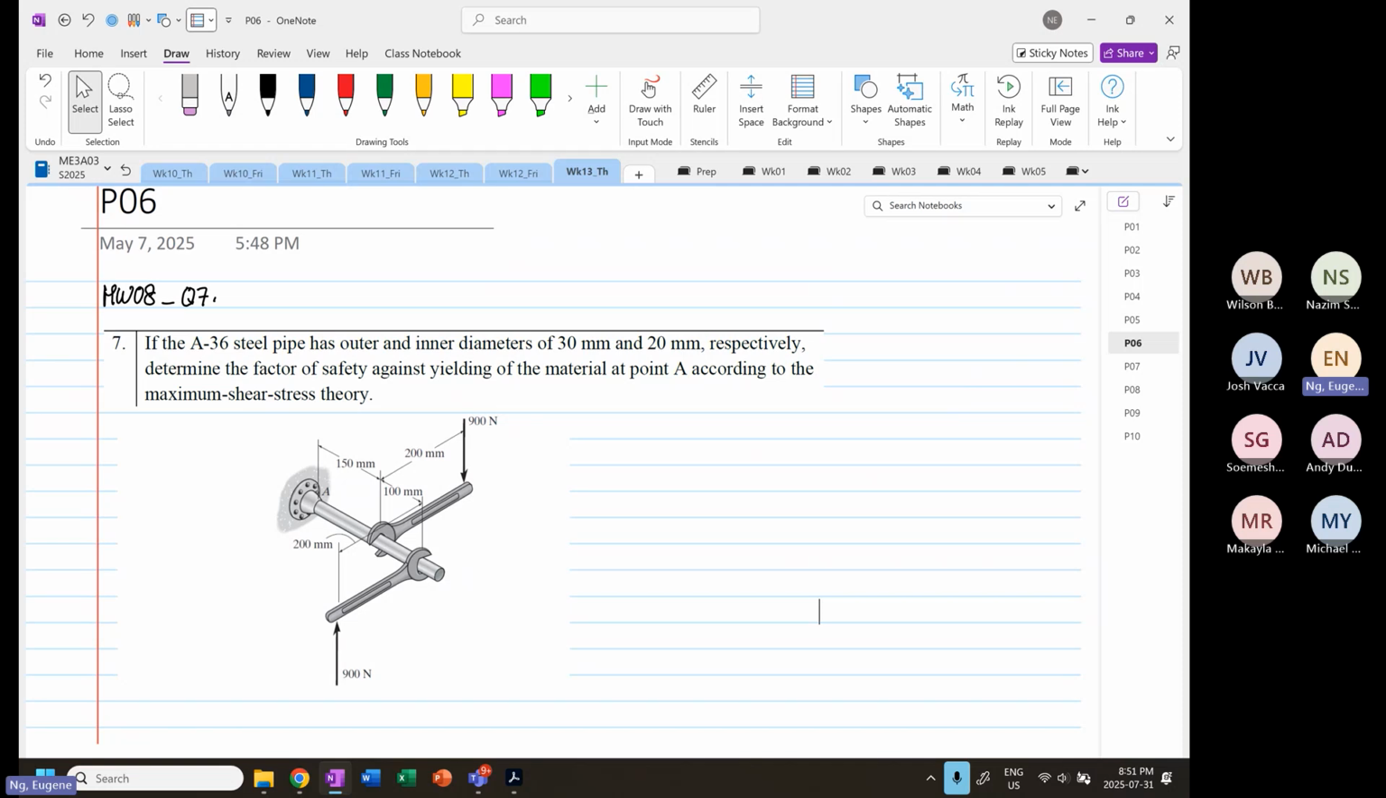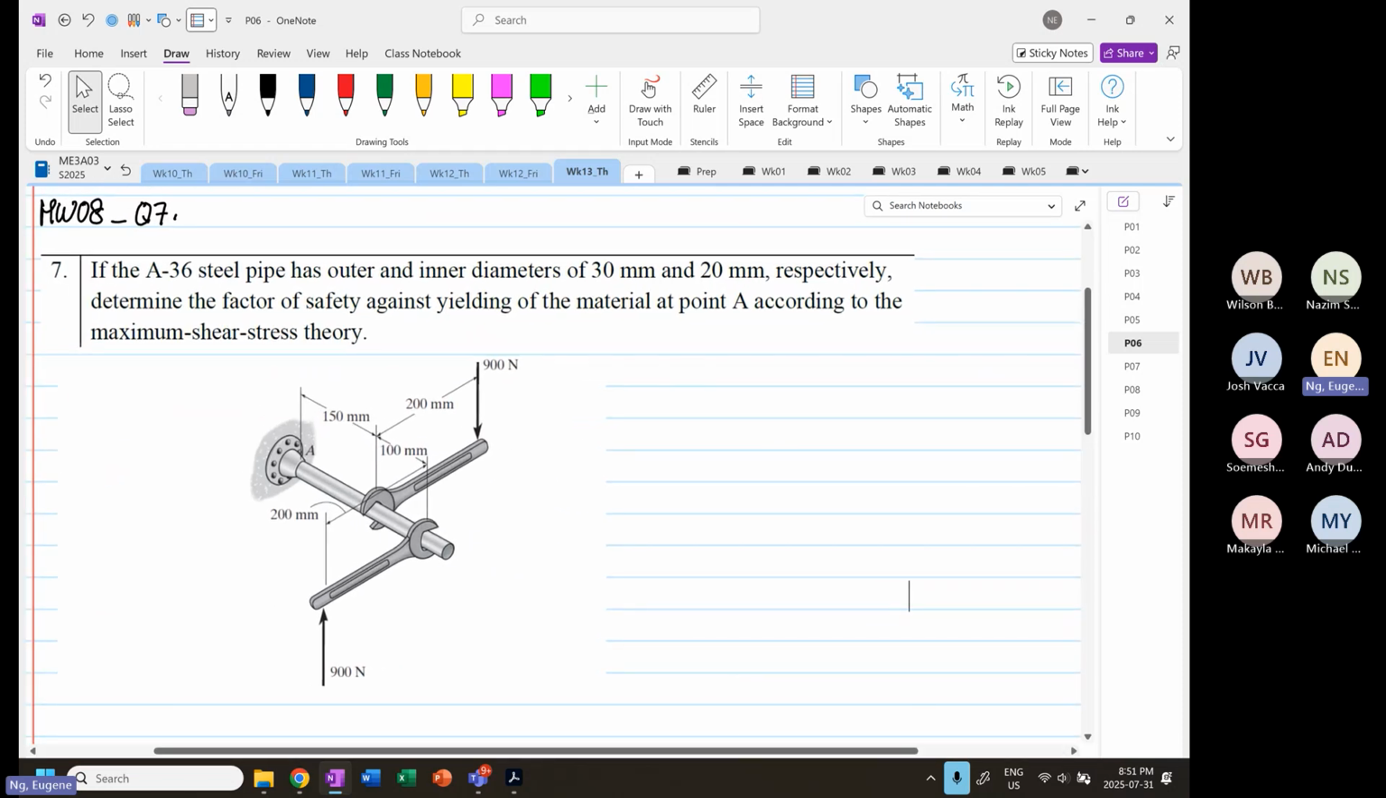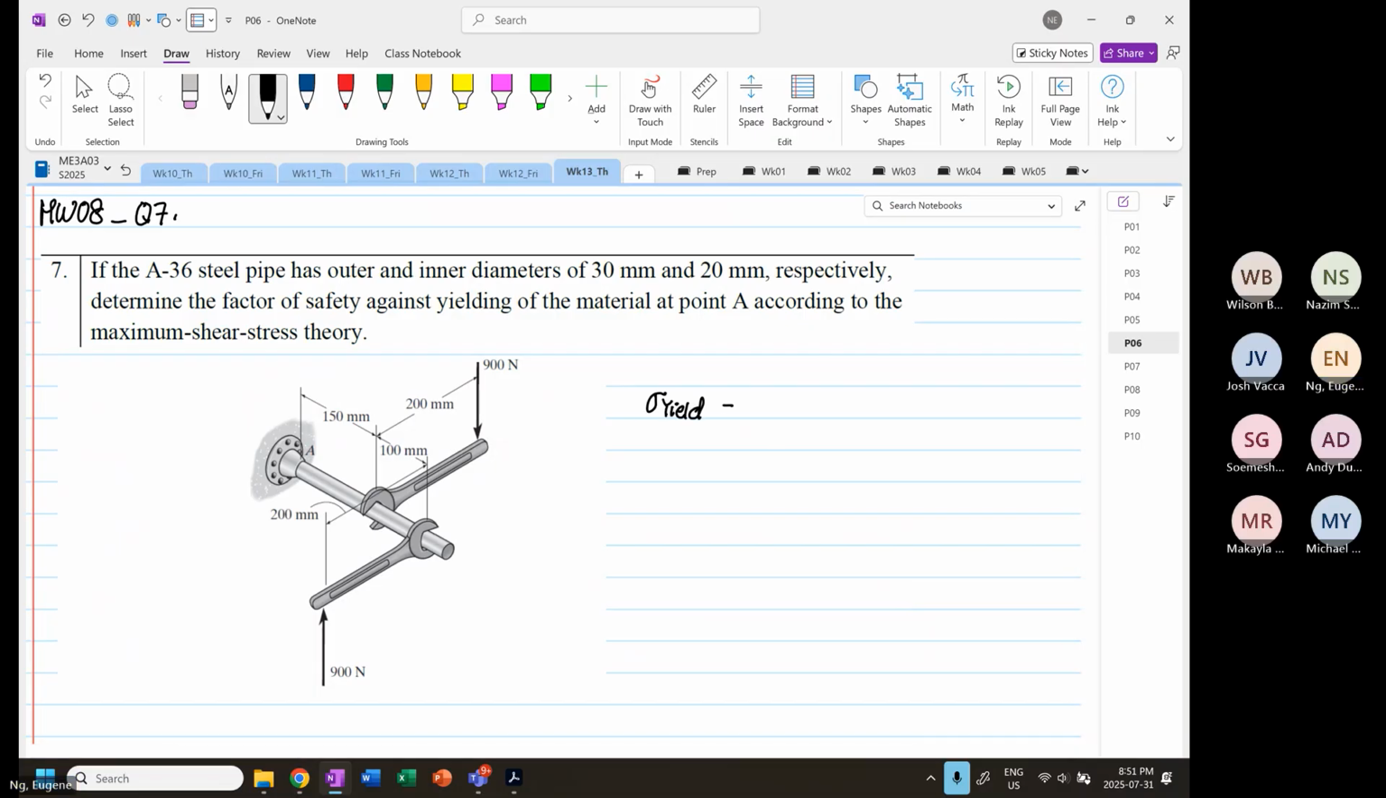we have to look at is, if a question like this comes out, I will give you the yield stress. The yield stress is equal to 250, 250 times 10 to the power 6 Pascal.